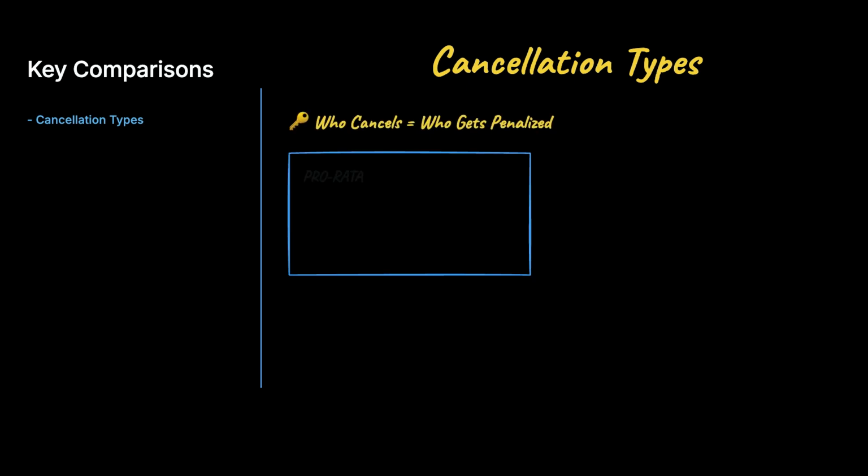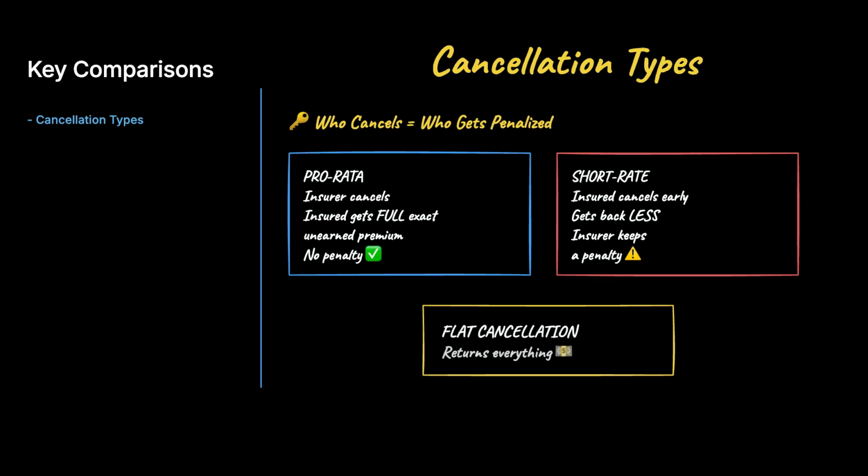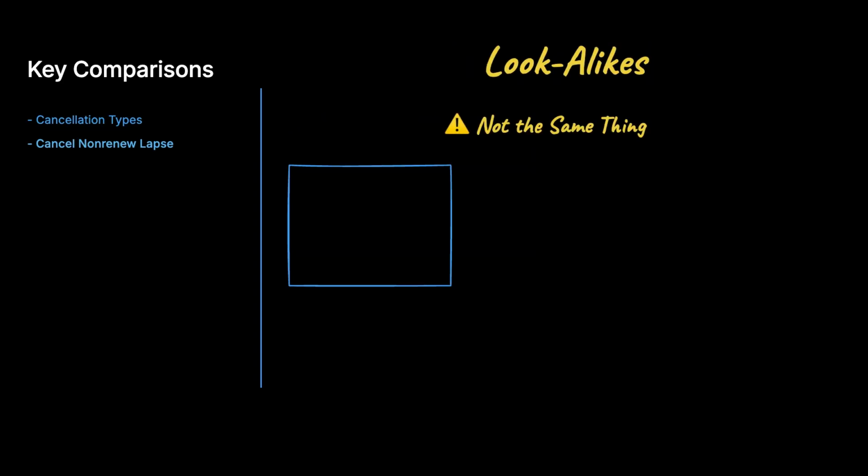Let's speed through high-value comparisons the exam adores, starting with how policies get cancelled. Pro rata cancellation is when the insurer cancels. The insured gets back the full, exact, unearned premium with no penalty. Short rate is when the insured cancels early. They get back less because the insurer keeps a penalty. Flat cancellation returns everything.